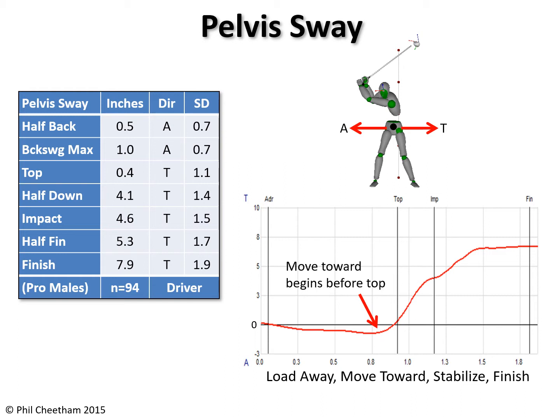In the graph, the vertical axis is pelvis sway in inches. The horizontal line is time in seconds. The black horizontal line is zero sway. It is made to be zero at the position the center of the pelvis is at address. If the curve is above the zero line, it means that the current pelvis position is more toward the target than it was at address.